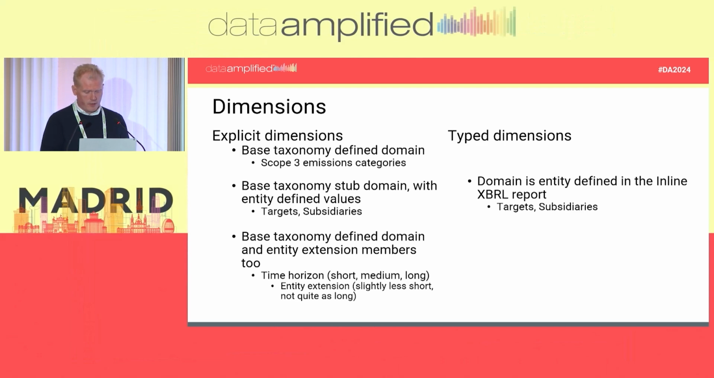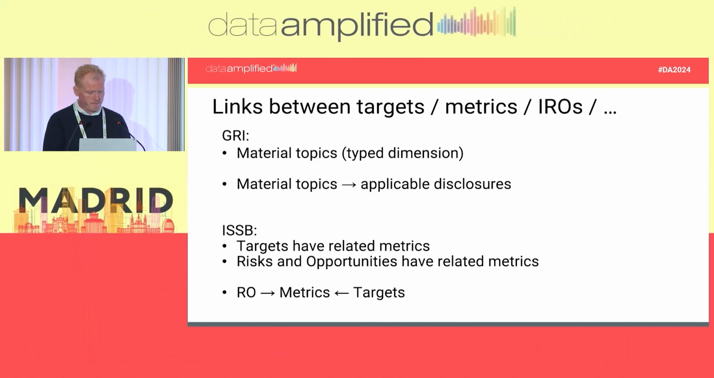So where are we using these dimensions? Emissions categories was a good example of a traditional breakdown, where people think you're dividing it into categories. I want to see how my Scope 3 gases go against all these categories, and you think of a table. But a lot of the time, the dimensions are used to link facts together. So all the facts associated with a particular target, all the facts associated with a particular material topic.